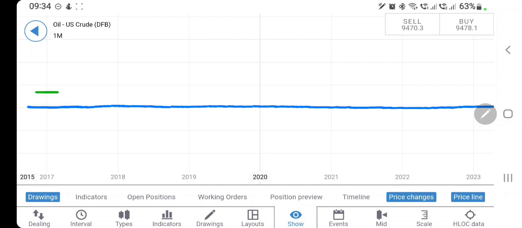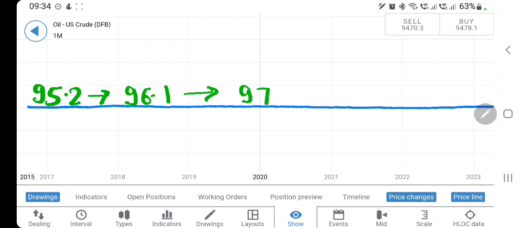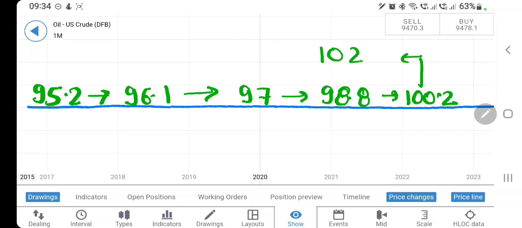Now, the only long entry I will suggest next week is at 95.2. Beyond this, you can go long for 96.1, and if it breaks past this, there is going to be a strong rise for 97, 98.8 and 100.2. See, it has got a very good resistance zone at 100.2, 102 and 103.5.